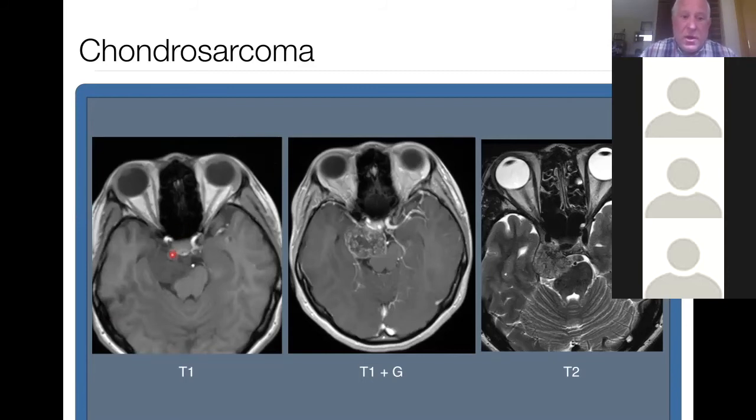So you can see here's the chondrosarcoma. It's on a T1 image. This is a right side. You can see the tumor here. We'll add some gadolinium, and you can see we're getting enhancement. We're getting compression of the brainstem. And you can see on T2, we're also getting a high signal intensity.